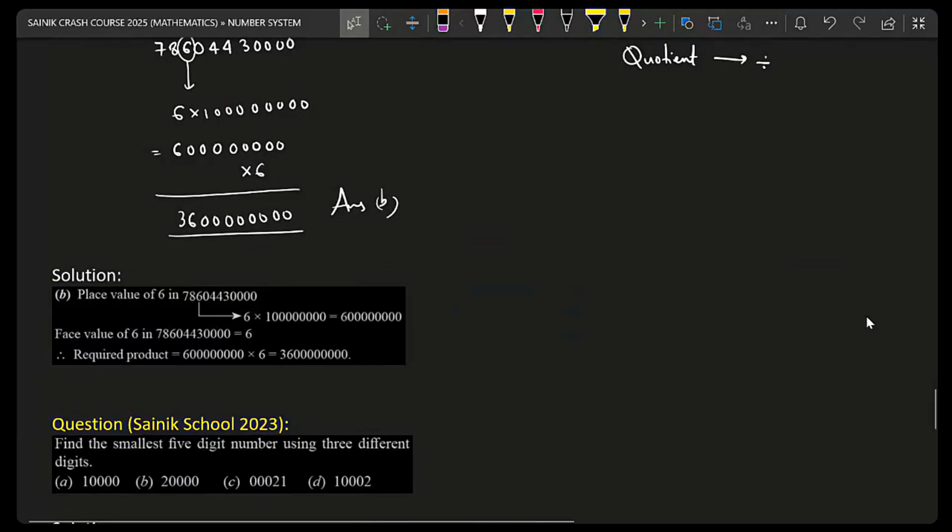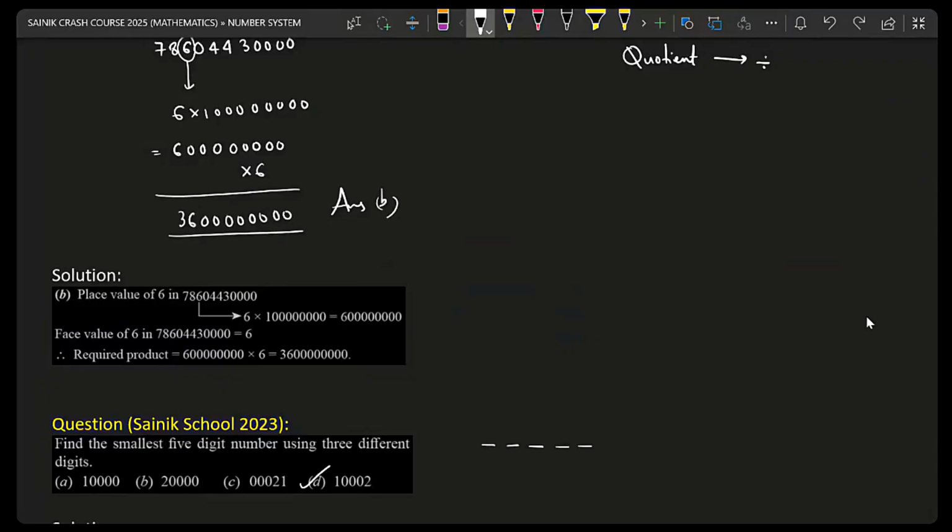The answer is option D, that is 10,002. See, we want 5 digits to fill, and we want to use 3 different digits. So we are going to use the smallest digits possible, 0, 1, 2. But can I start with 0? No. If you start with 0, it won't be called a 5-digit number. It will become a smaller number of digits like 4, 3, 2. I don't want it to be less than a 5-digit number.